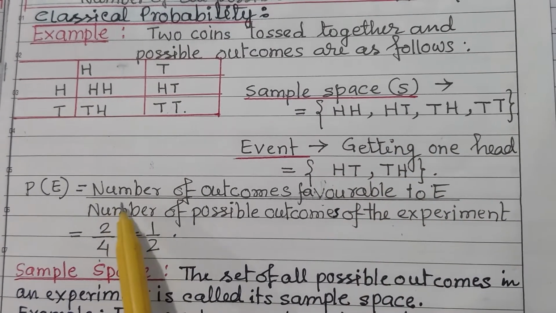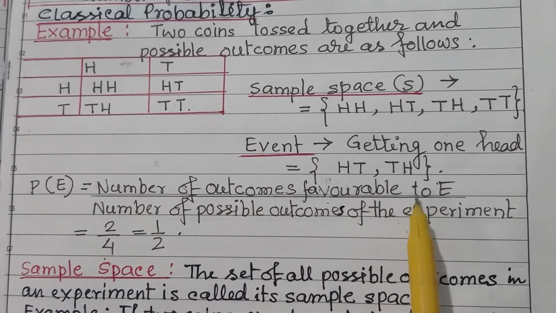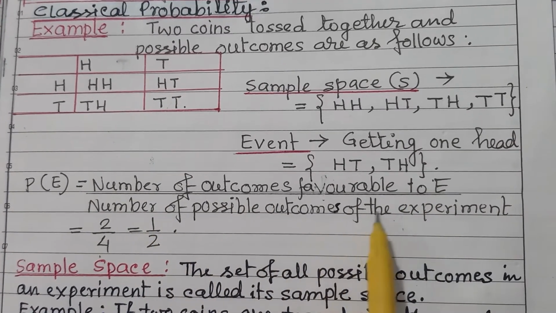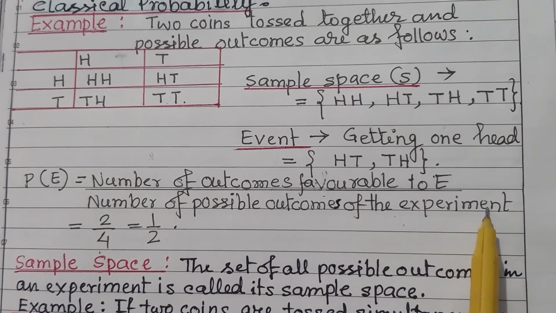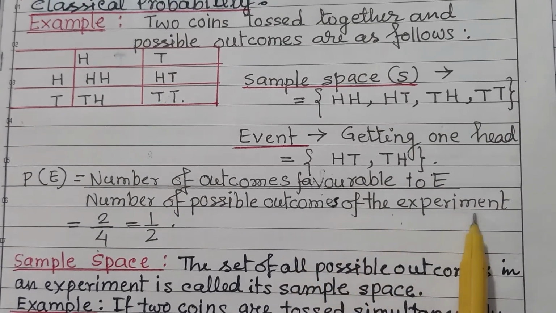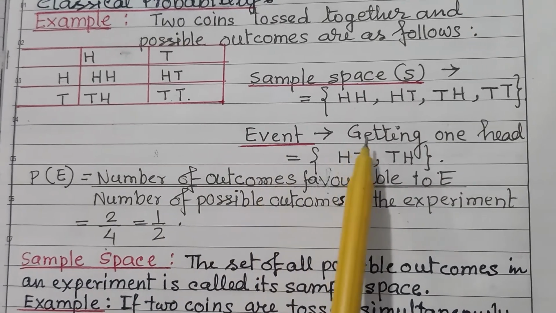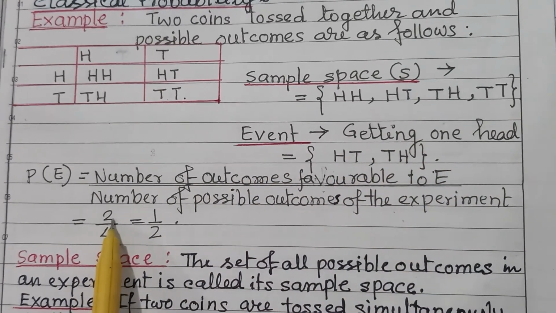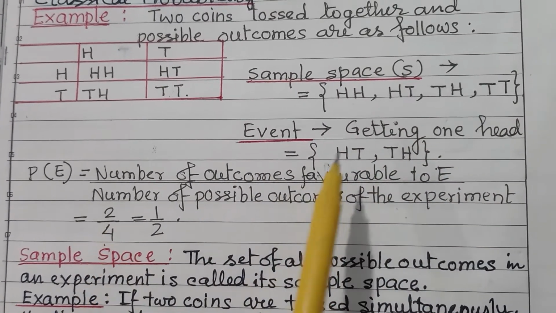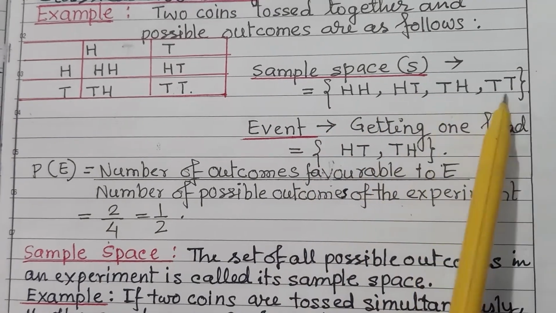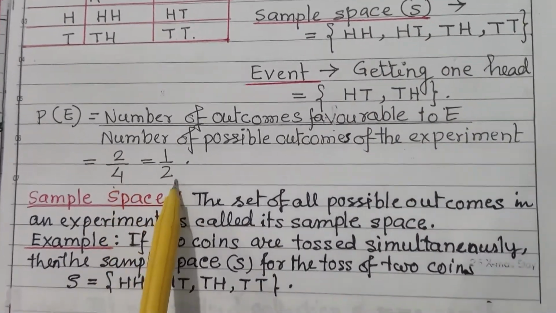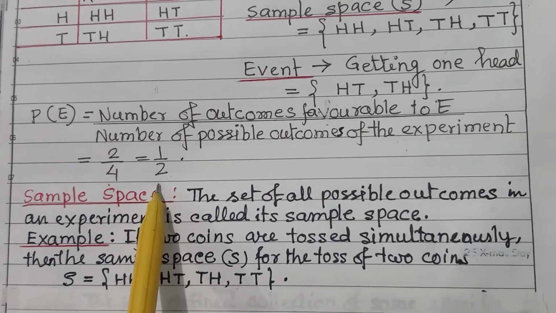So the probability of the event, getting one head, is the number of outcomes favorable to E divided by the number of possible outcomes of the experiment. That is equal to 2 upon 4, which means 2 times out of 4. 2 upon 4 is 1 upon 2.